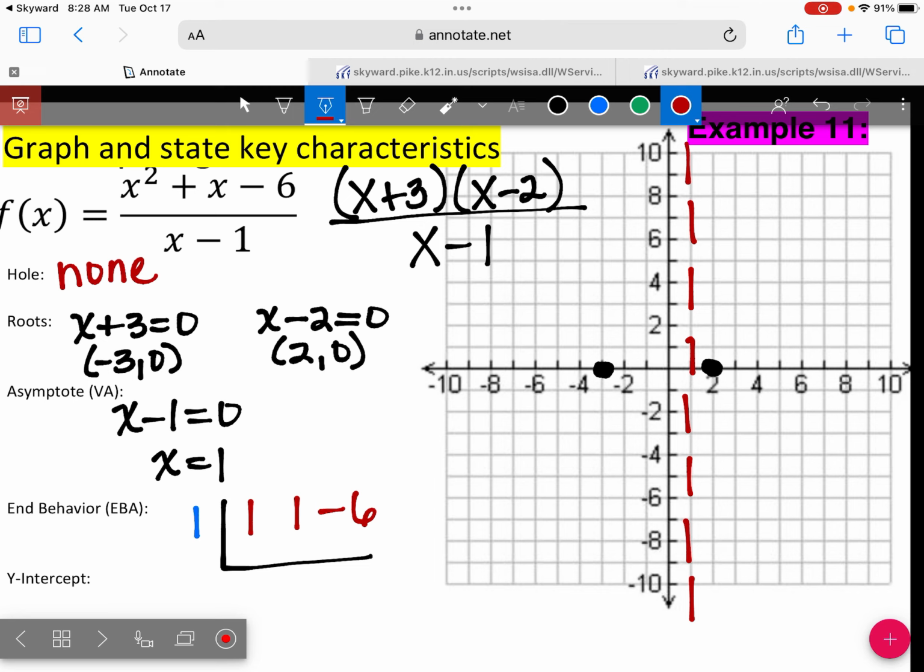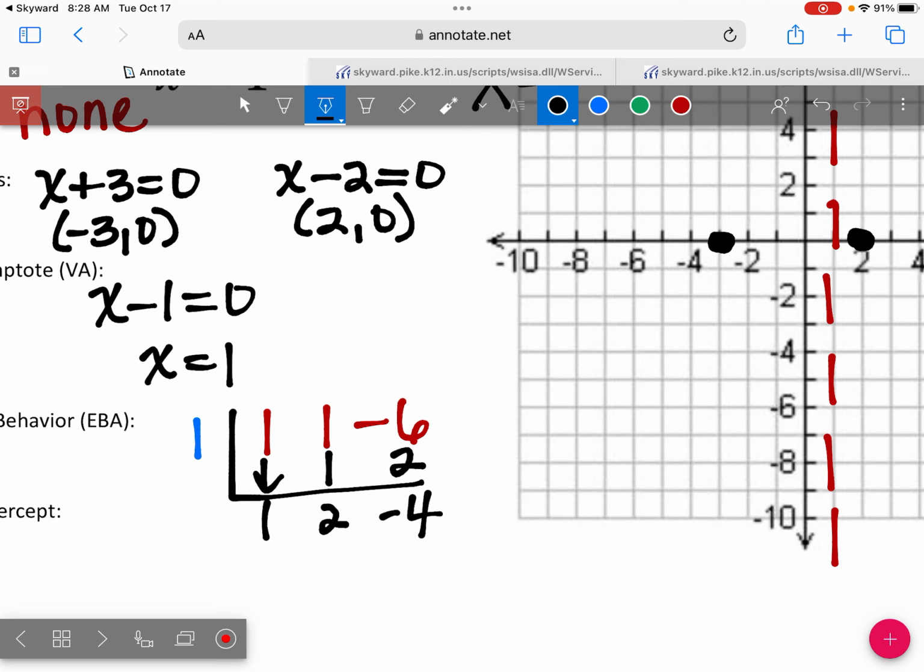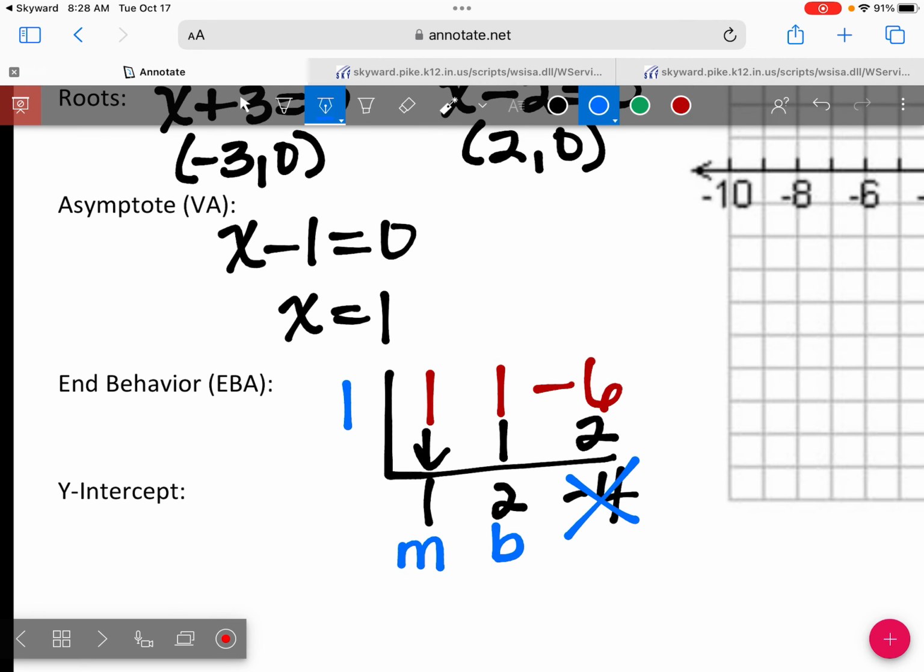Bring down the first number, multiply and add. We already know the slope is 1. We're really just trying to find our y-intercept. So I bring down this first number, which is a 1. 1 times 1 is 1. Add, you get a 2. You don't need to continue, but I always do. So again, this first number is your slope. This is your y-intercept, and this we don't need. So the equation for my slant, because this is a slant, is y equals 1x plus 2.